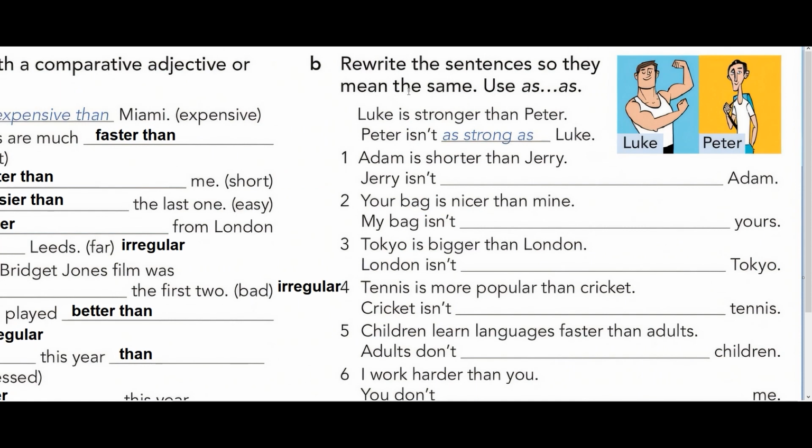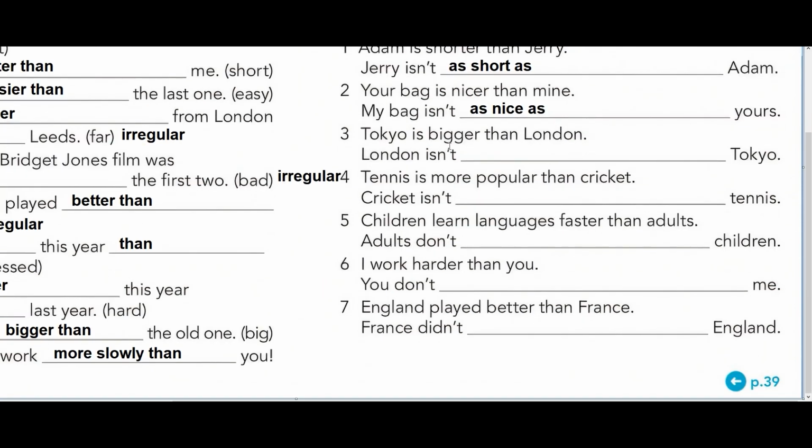Rewrite the sentences so they mean the same. Use as. Luke, Peter. Luke is stronger than Pete. Peter isn't as strong as Luke. Adam is shorter than Jerry. Jerry isn't as short as Adam. Your bag is nicer than mine. Your bag isn't as nice as yours. Tokyo is bigger than London, so London isn't as big as Tokyo. Tennis is more popular than cricket, so cricket isn't as popular as tennis.